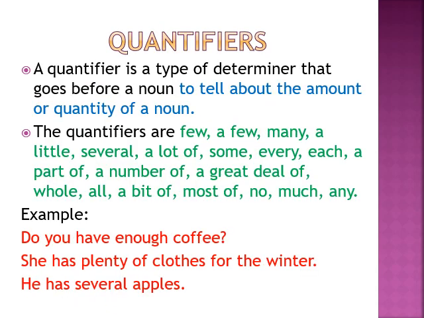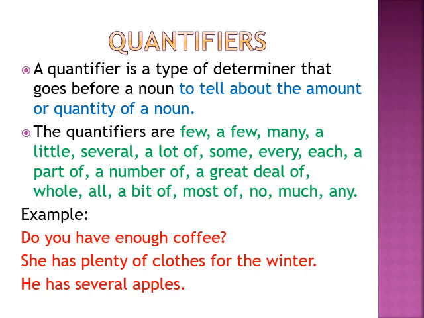So now we have quantifiers. Now what is a quantifier? A quantifier is a type of determiner that goes before a noun to tell us about the amount or quantity of a noun, that how much or how many of a noun we are talking about. So the quantifiers are few, a few, many, a little, several, a lot of, some, every, each, a part of, a number of, a great deal of, whole, all, a bit of, most of, no, much, any.